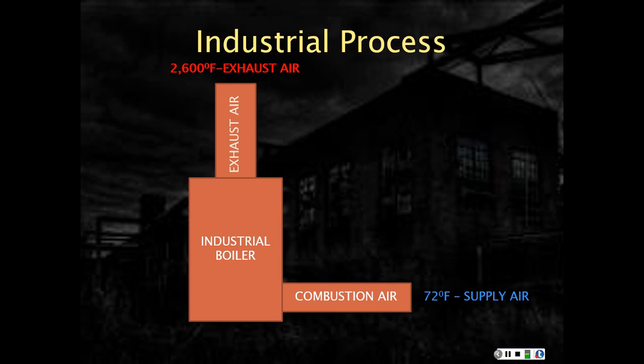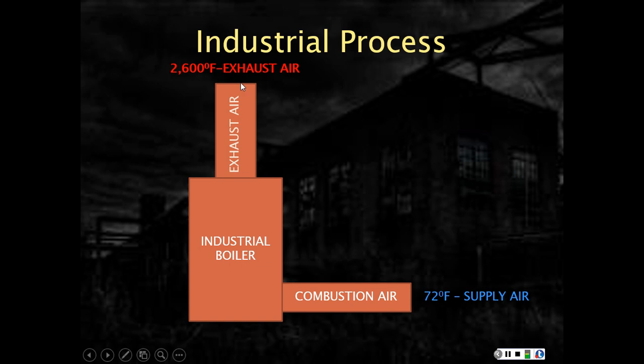Here's the situation that we have initially. We have some sort of industrial boiler and/or process. It's bringing in combustion air. Now, depending on where it's taking it from, it may be taking it from the surrounding area, or it may be ducted in from the outside. Either way, we have a temperature of supply air for the combustion air. This is being heated up in here to do whatever process we're doing, and then we're exhausting very high temperature gas. In this case, we're exhausting gas at 2,600 degrees Fahrenheit.